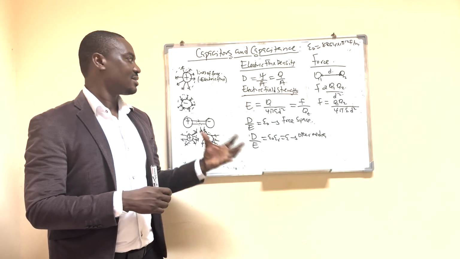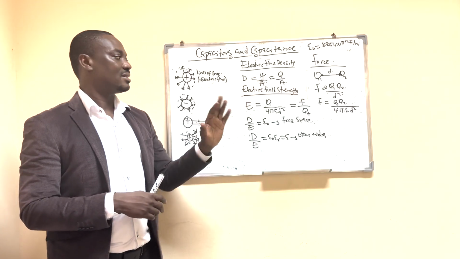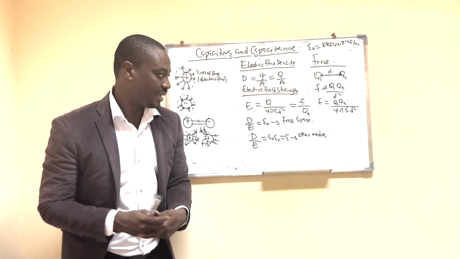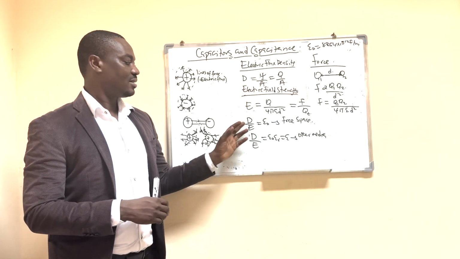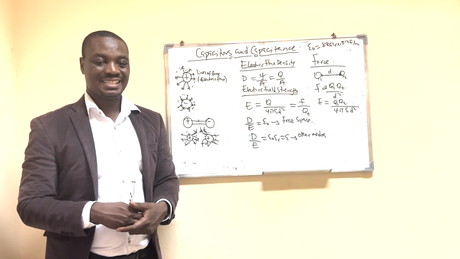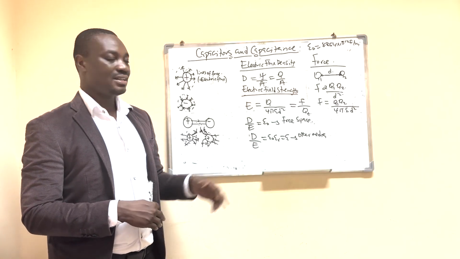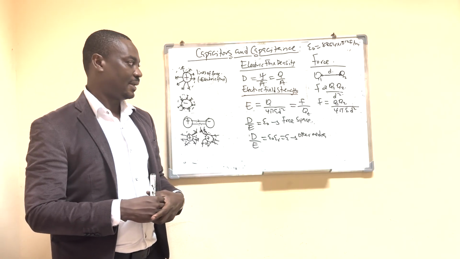So this is how you can talk about the charges that we have, and then based on these charges, we can try and get electric flux density and electric field strength, and then get the relationship between electric flux density and electric field strength that we have.